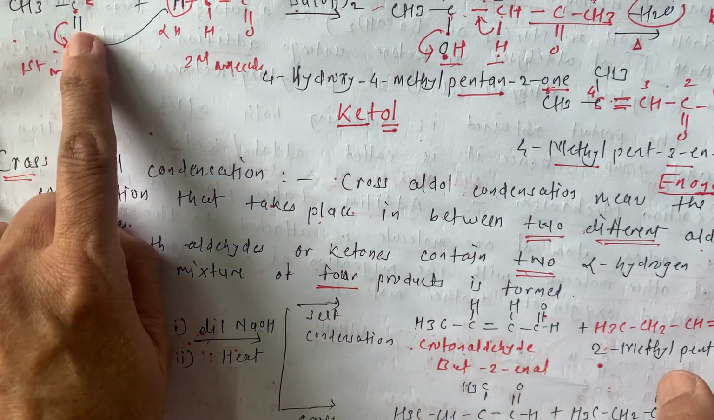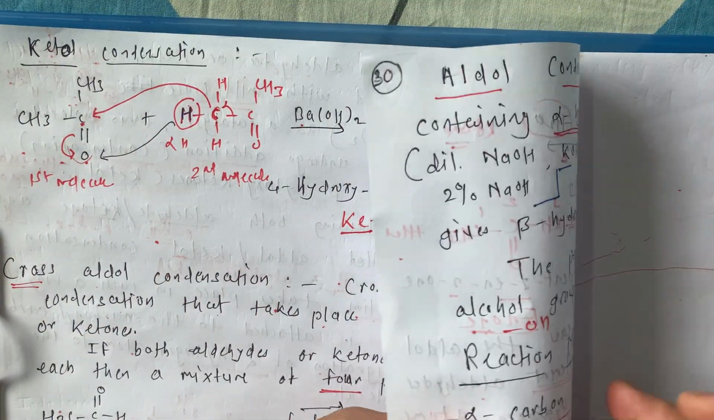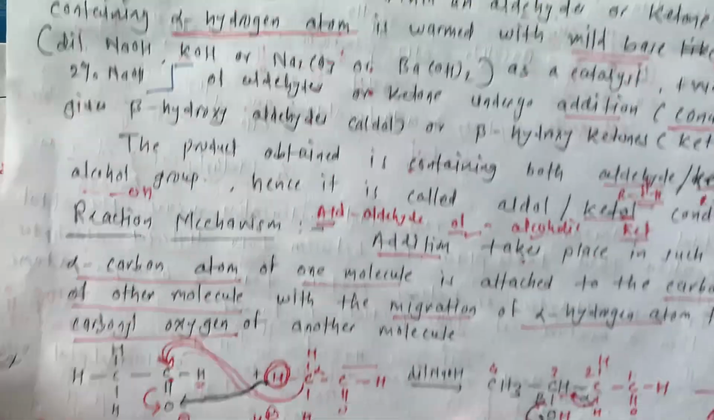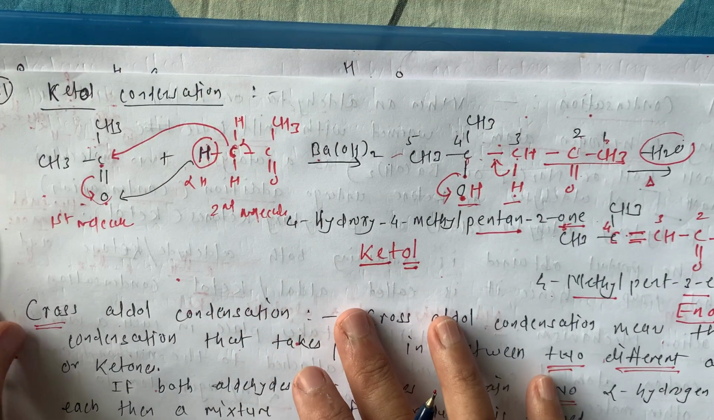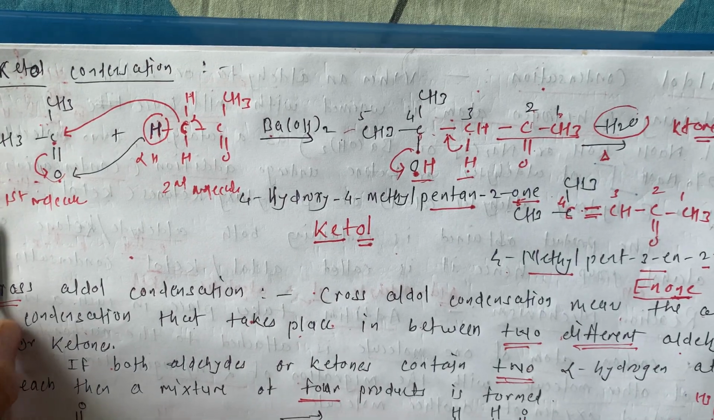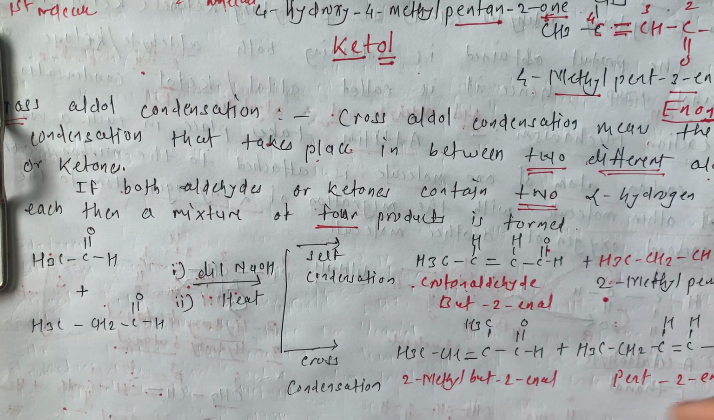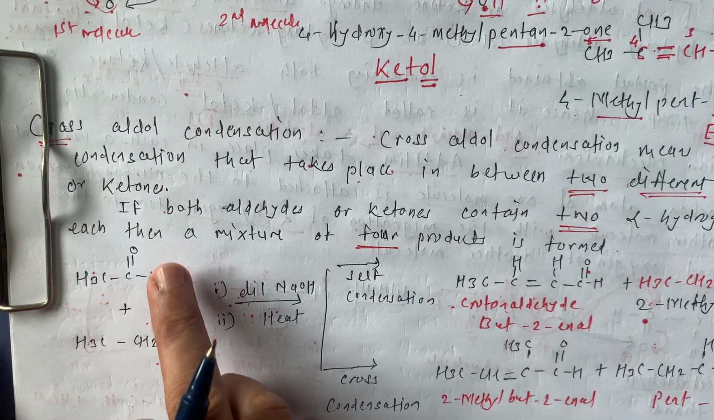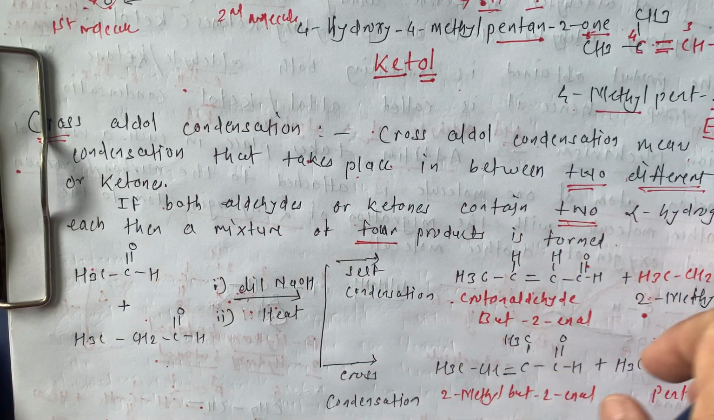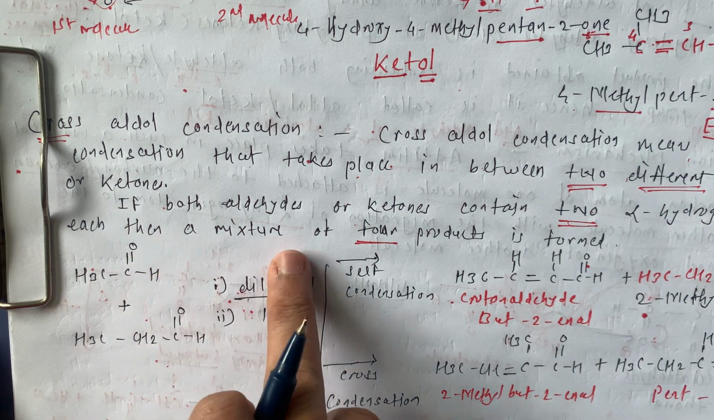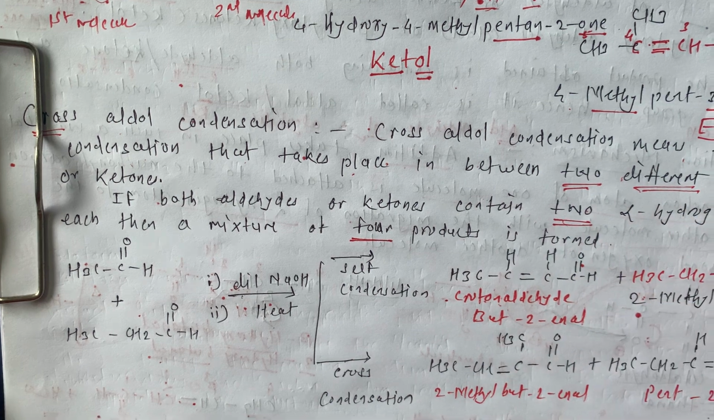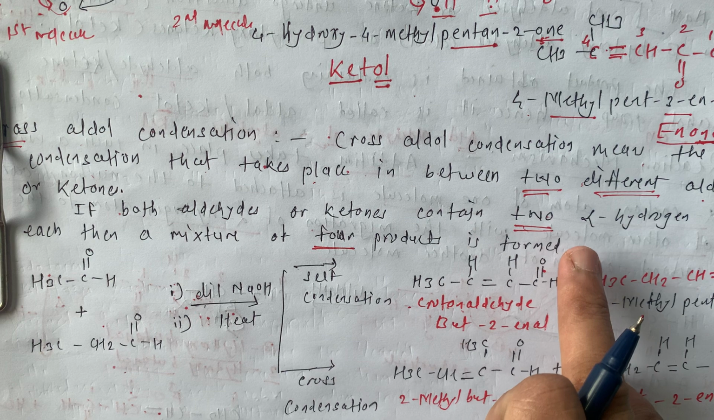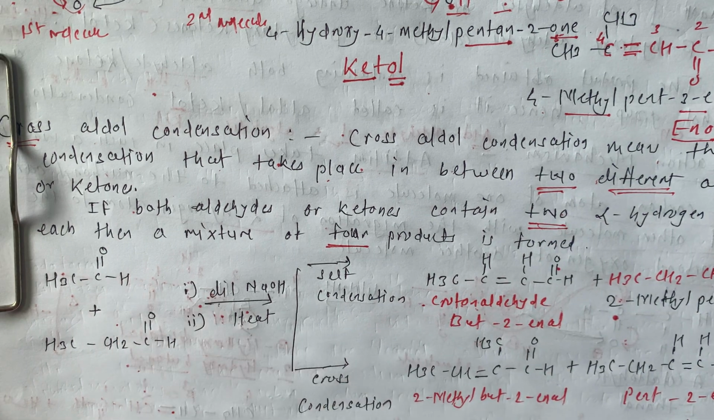Up till now, we studied acetone, two molecules of acetone, or in the previous example, the reaction between two acetaldehyde molecules. But in cross, one is acetaldehyde and the other one is propanaldehyde. If both aldehydes or ketones contain two alpha hydrogen atoms each, then a mixture of four products is formed. At least two alpha hydrogens must be there, meaning it is not substituted more, then we get this type of cross aldol condensation.